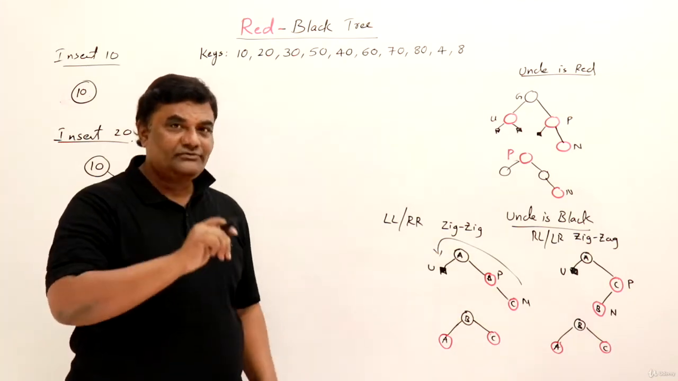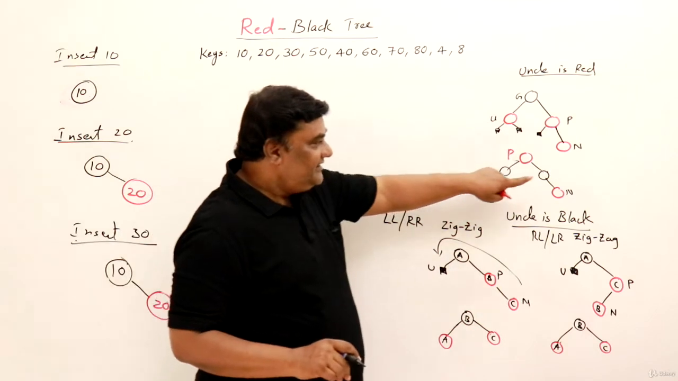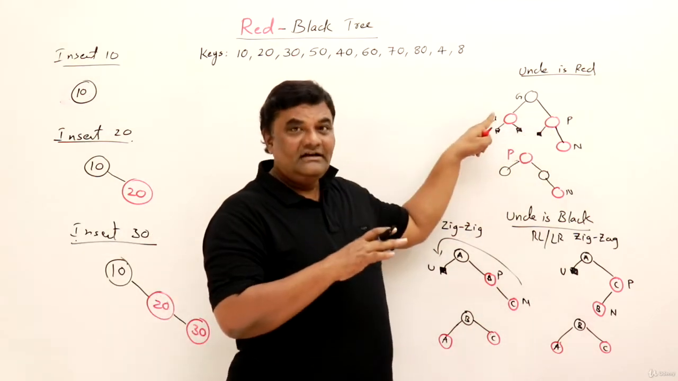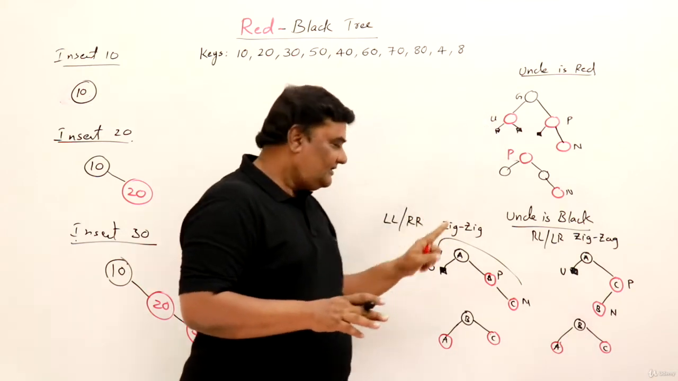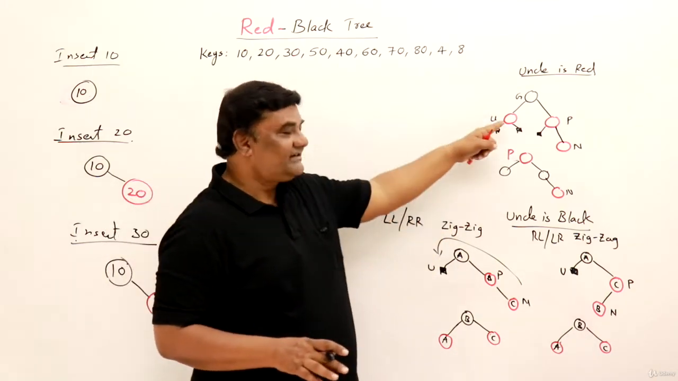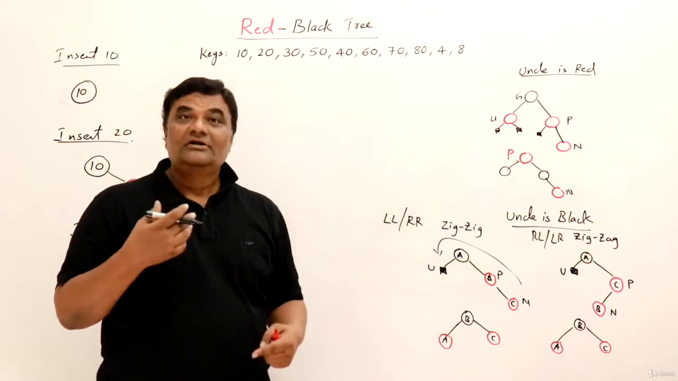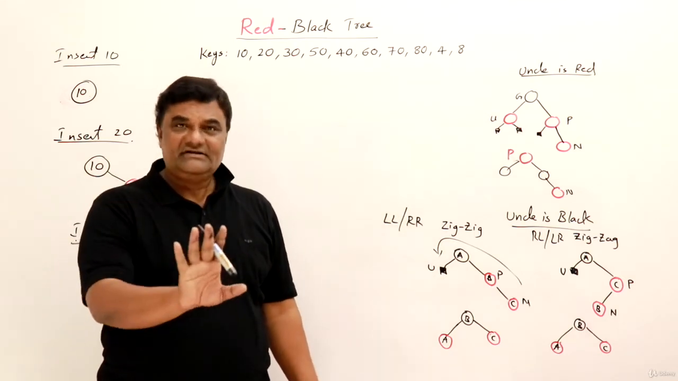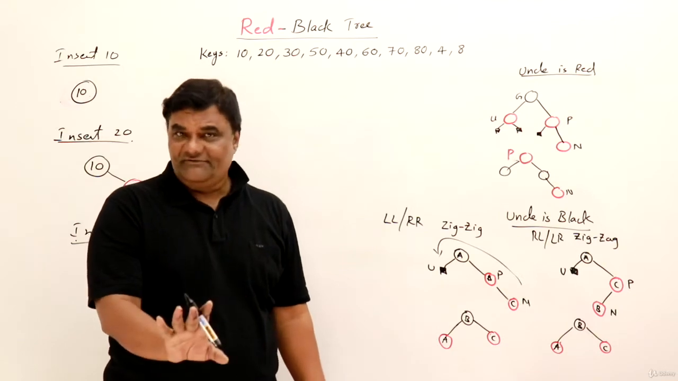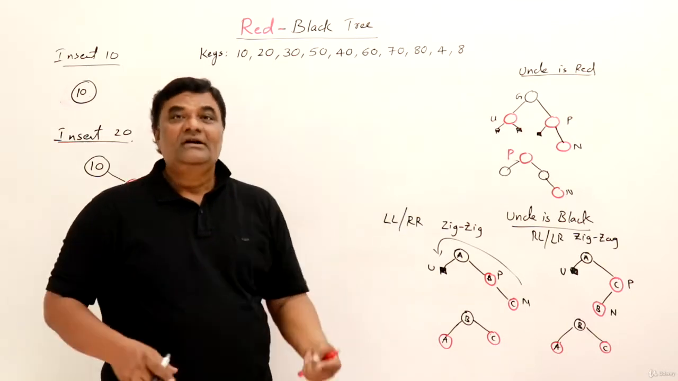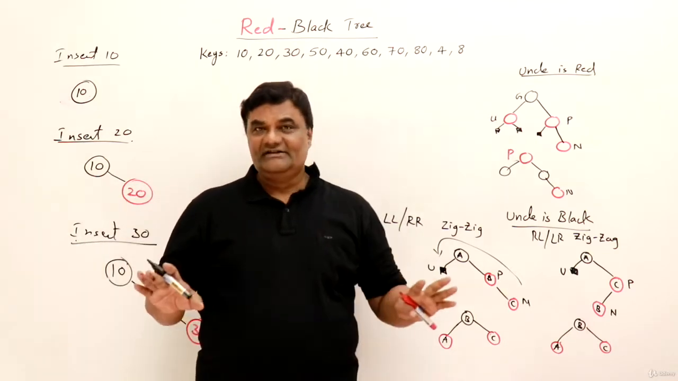So only two things we have to take from here. What is that? Newly inserted node, if its parent is red, then check uncle. Uncle may be red, uncle may be black. If uncle is red, recolor. If uncle is black, then perform rotation. That's what. This is the point that we have to pick up from here, right? We don't have to go into details, just ignore them. When we are creating it, we can understand everything.